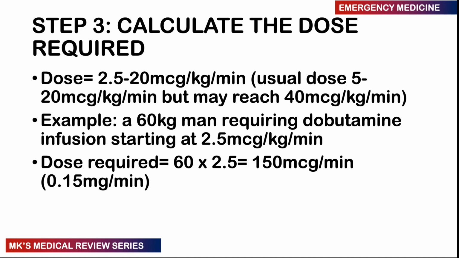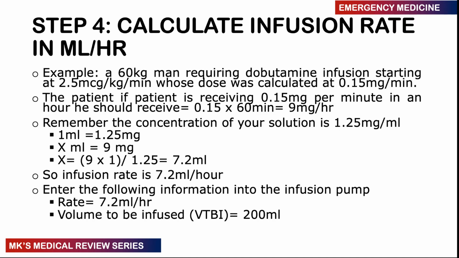So that's step 3. Then step 4 is you now want to calculate your infusion rate: how many mils per hour you're going to give this patient, because you want to enter this information on your infusion pump. So again, we have our 60 kg man that requires a dobutamine infusion starting at 2.5 micrograms per kg per minute. And the dose that we're using, we've calculated at 0.15 milligrams per minute. Forget about the micrograms. I want to use milligrams because it's easier when you do the calculations in milligrams per minute.